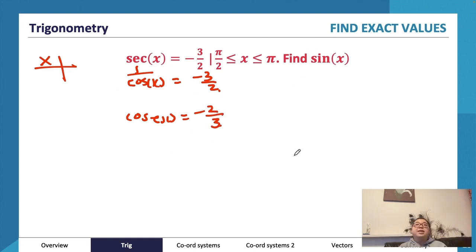And then if we want to find sine x, we can just take it from the identities that we found before. So there's kind of two ways to do it actually. There's one way you can do the triangles here, or you can find it via the identities. So we can try finding it via the identities.